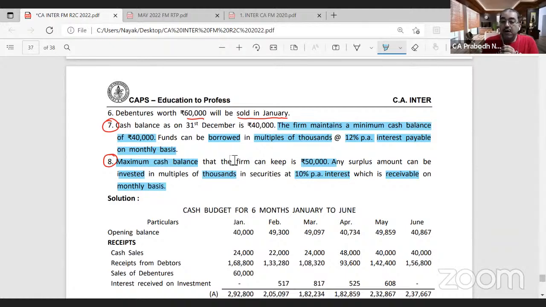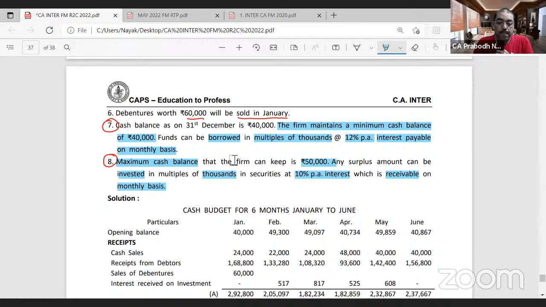Same way, when I'm having surplus cash, more than 50,000, I'm not allowed to keep more than 50,000 cash. If I have 80,000 cash, I will keep 50,000, and 30,000 I will invest. Whatever I invest, I will get returns on that at the rate of 10% per annum on a monthly basis, and that will be shown along with my receipts. Payment of interest on loans should be shown along with my payments. So we have to adjust all these things in our cash flow. That is why I want to do this with you.